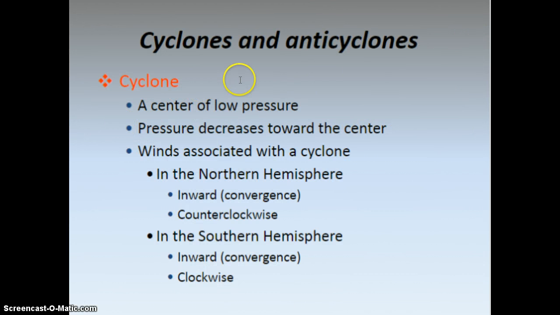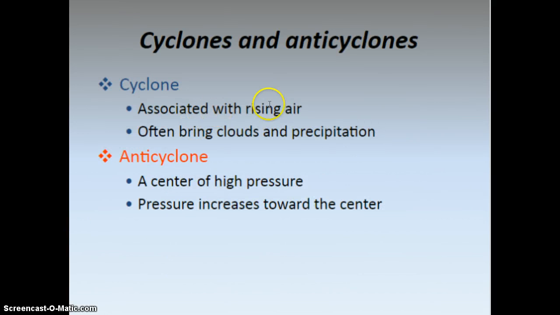So here's a couple topics that we can apply here. Cyclones. A cyclone is a center of low pressure. Pressure decreases toward the center of the cyclone itself. Winds associated with that cyclone in the northern hemisphere are inward and counterclockwise. In the southern hemisphere, they're in reverse. They are inward still, but they are clockwise. We're going to focus on the northern hemisphere. If you learn northern hemisphere, then you can apply it to the southern hemisphere. A cyclone is associated with rising air and often brings clouds and precipitation.